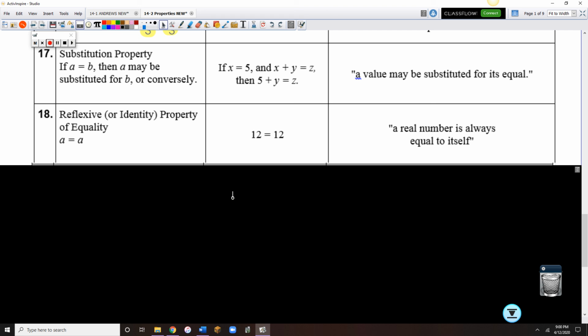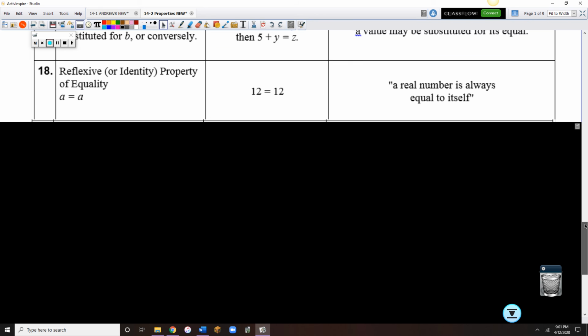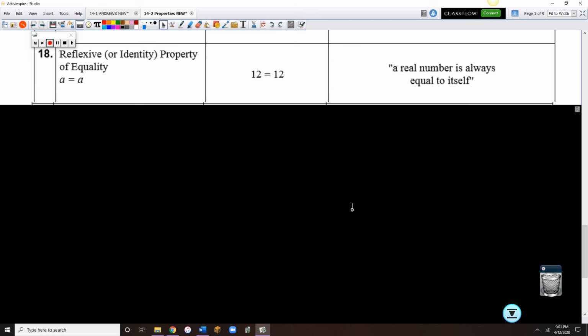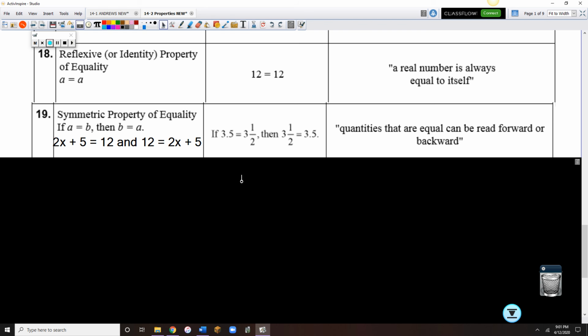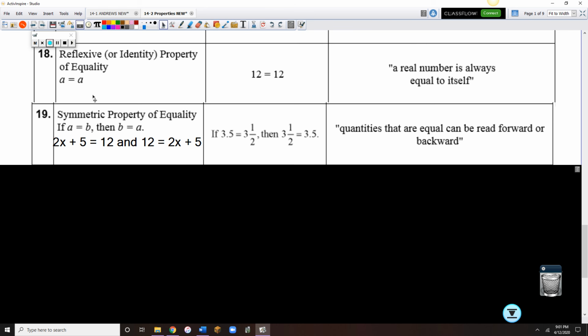Reflexive property, you do not need this for this year, but it'll come up in geometry, not with numbers, but with geometric features, like one side of a triangle will be reflexive with another triangle if they're a shared side. But don't worry about number 18, reflexive. Okay, symmetric property of equality. If A equals B, then B equals A. That's where we can switch sides of equations if we want to. 2x plus 5 equals 12 is exactly the same thing as 12 equals 2x plus 5. So if everything stays the same, but we switch sides, it's literally the same thing.